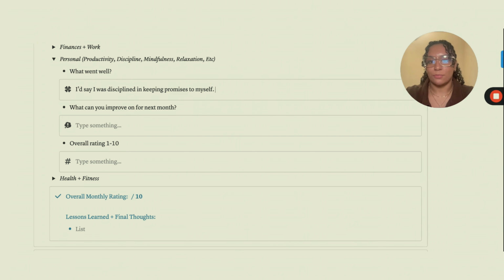I'd also say I kept myself pretty productive. That's something that I go up and down with, again because of the ADHD and the lack of focus, but because I had more on my plate this month, I think I balanced everything pretty well, so productivity was good.